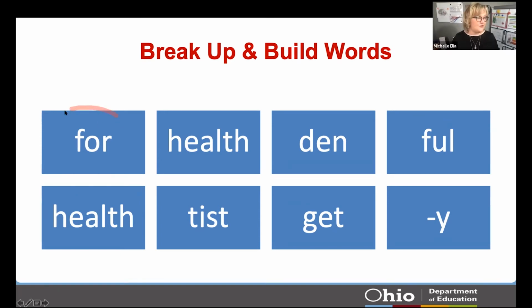In this case, when they match them up, let's get our little tool here to match. We can match for with get and get for get. We can match health with E. And this E is at the end of the word, and at the end of a multisyllabic word, the letter Y will represent that E sound. And we can match health with full and get healthful, and den with tist and get dentist.